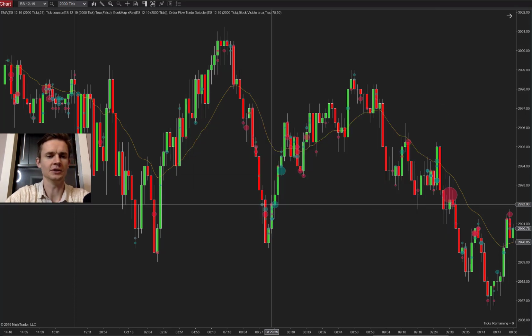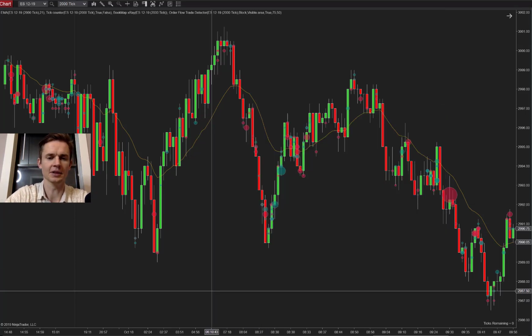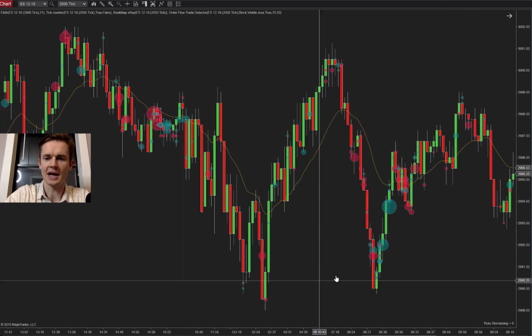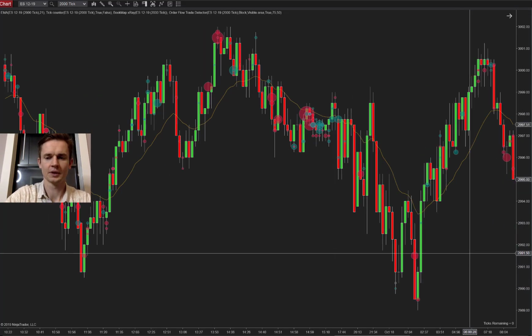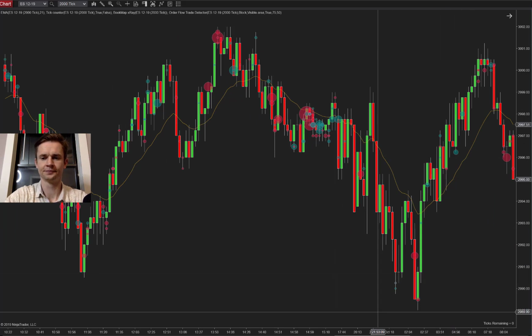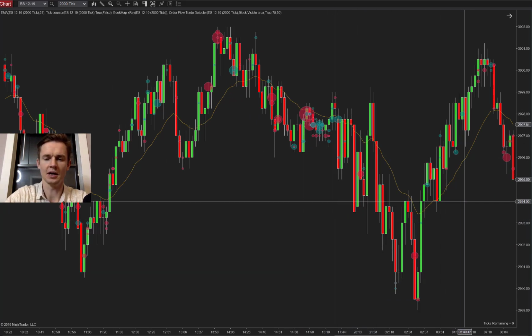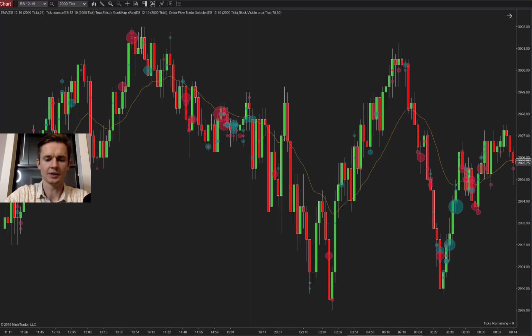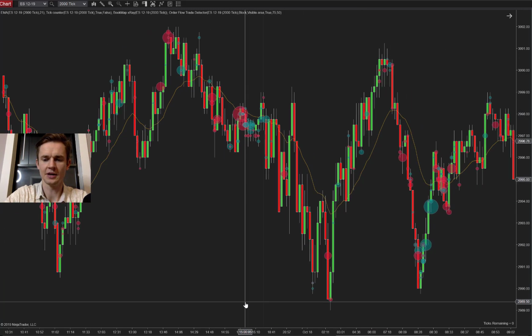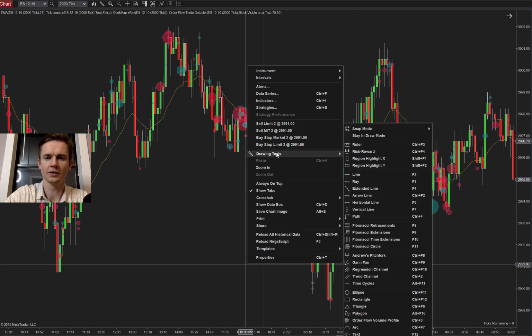So the first thing that we do is we want to define some levels. And if you imagine the day is starting somewhere over here, the day starts right here and beyond to the right. So you want to define some levels to get started. Go to our drawing tools here. I like this region highlight.